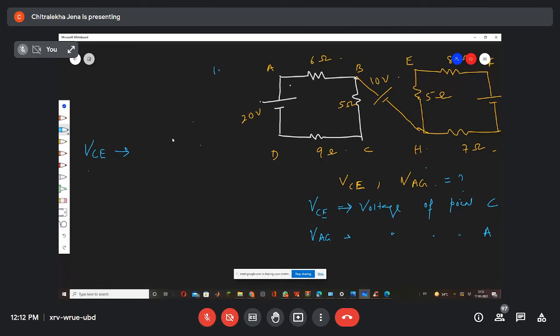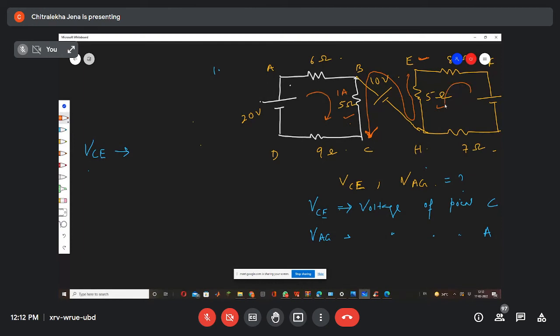So you will find out what, tell me? Voltage of point C with respect to E. So you start from E and end at C. In order to find the voltage across 5 ohm, I need the current in the 5 ohm. In the first circuit, it is 1 ampere. Very good.